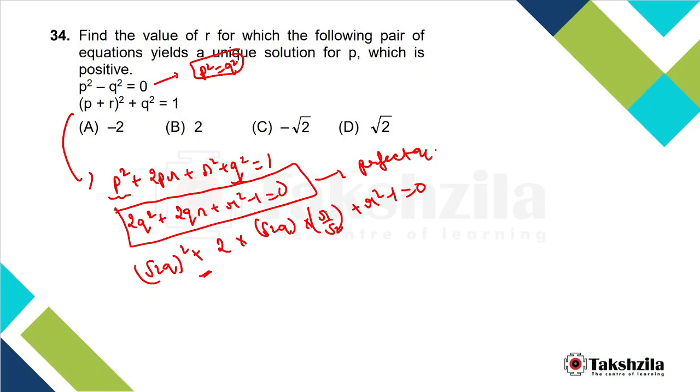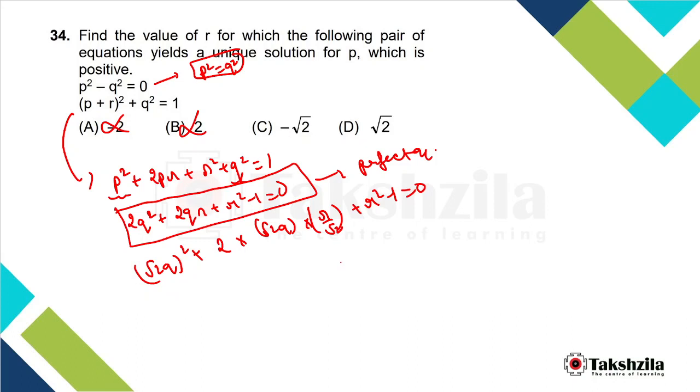So what options do we have? See, we have minus root 2. If we put r equal to 2, we'll get root 2 here and 3 here. So we'll have 2 into root 2 into 3, and we won't be getting a perfect square. So all the options with 2 get eliminated. The other options which we have are minus root 2 and plus root 2.